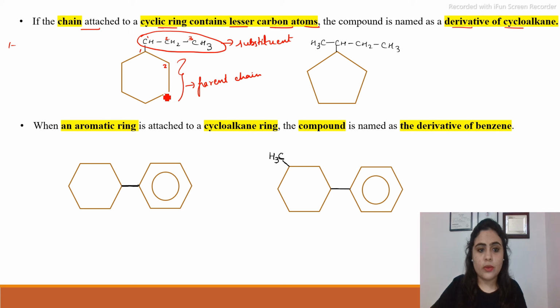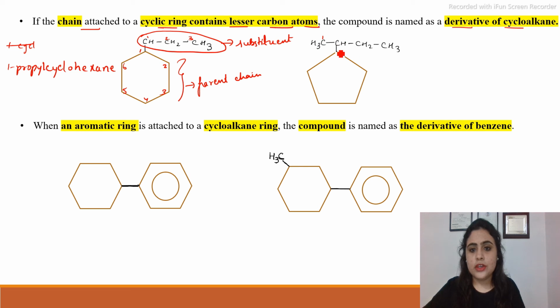So this will become the parent ring. We number this 1, 2, 3, 4, 5 and 6. So we'll write 1-cyclo... It is not cyclo, it's a straight propyl. So we'll write 1-propylcyclohexane.